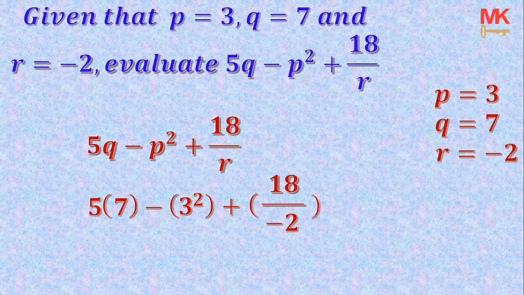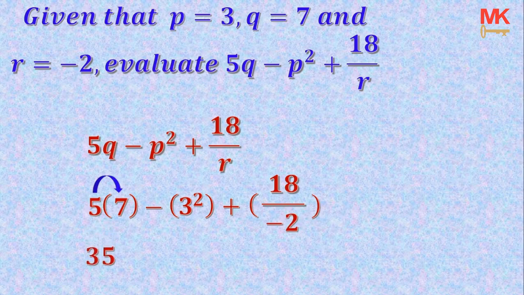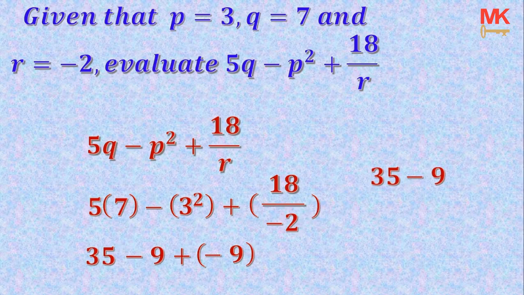At this point, we see that the 5 will multiply the 7, and that gives us 35, and 3 squared at the middle is equal to 9, so at the middle we have -9, and we'll bring our positive operation, open bracket, 18 divided by -2, of course, is -9, and then we close our bracket. So this leads us to 35, take away the 9, then plus open bracket, -9, bracket close.